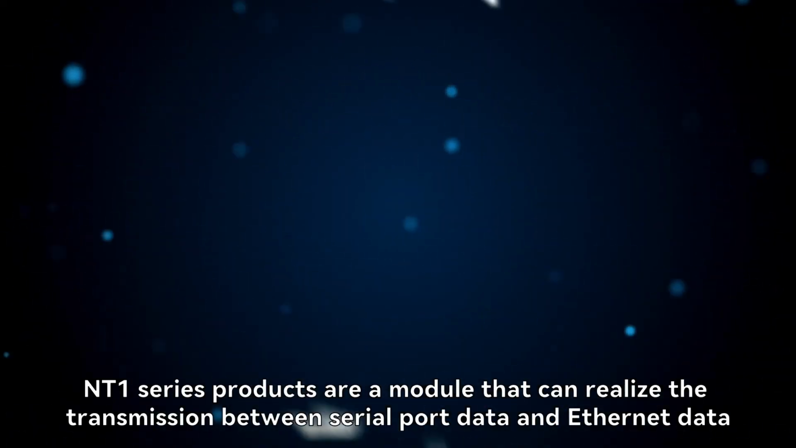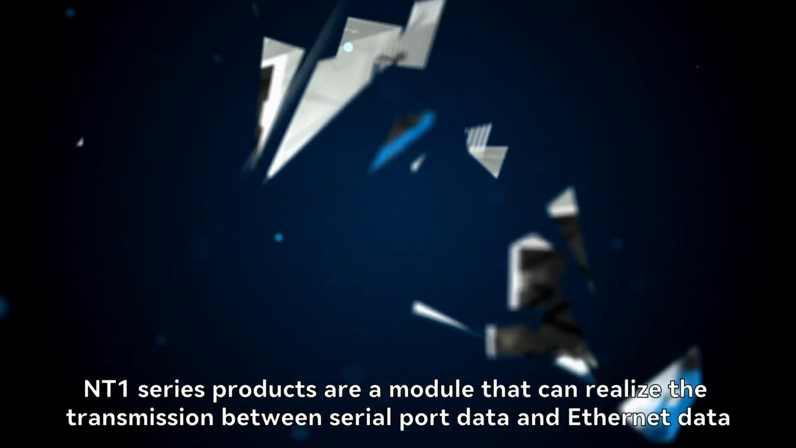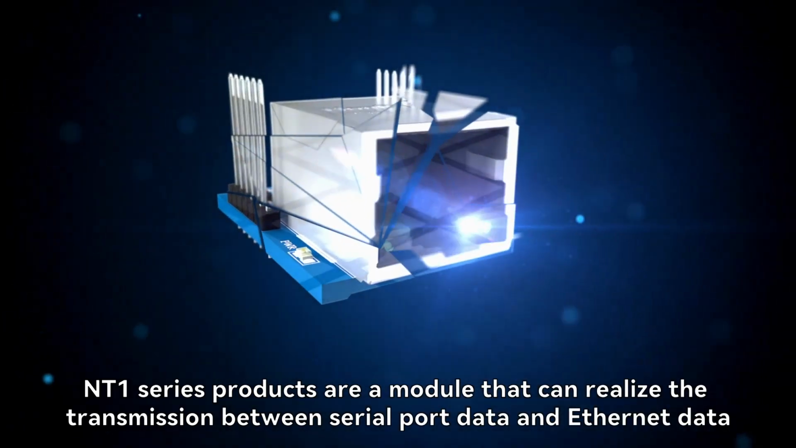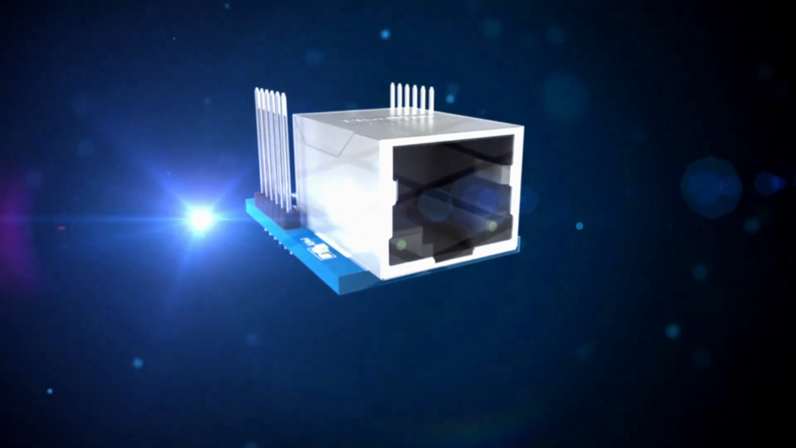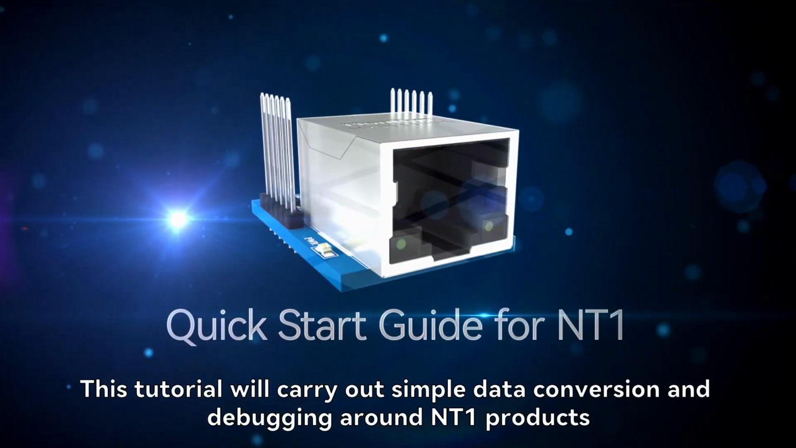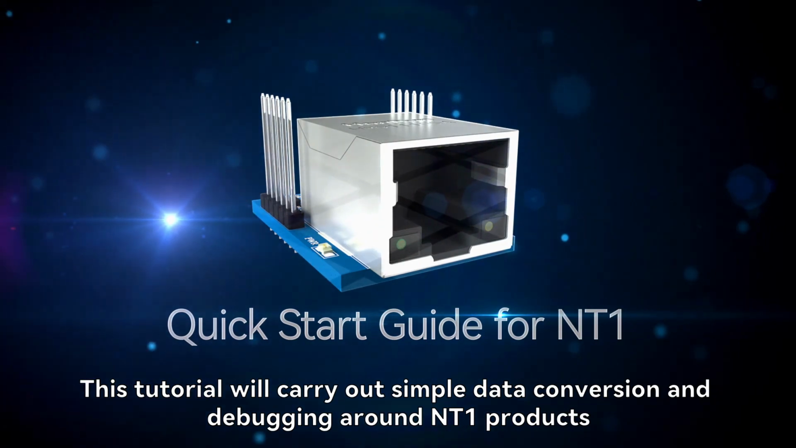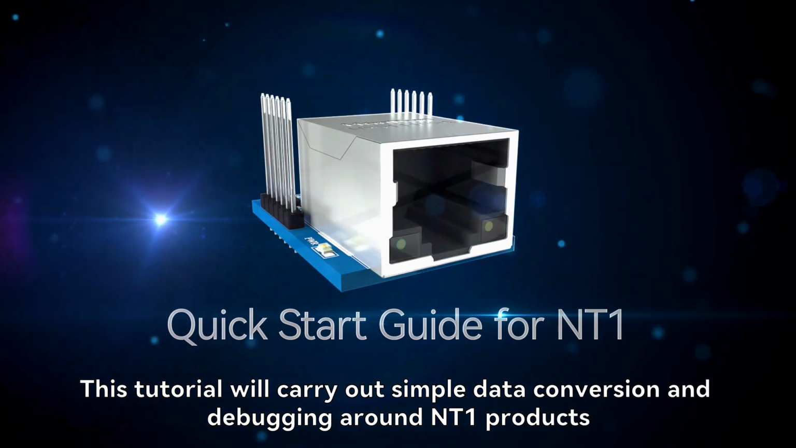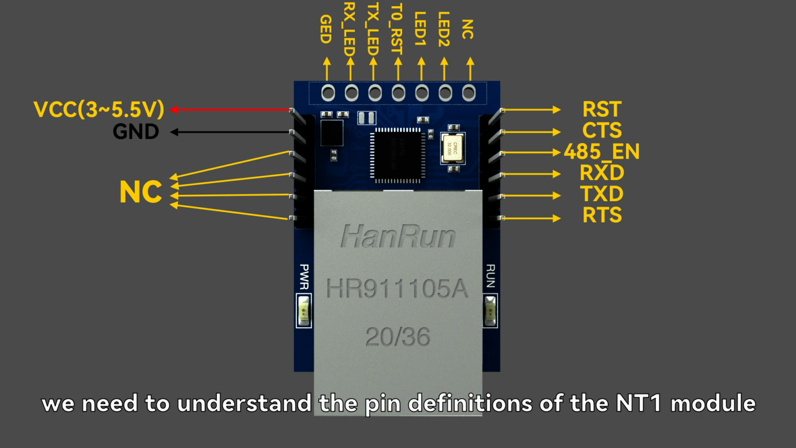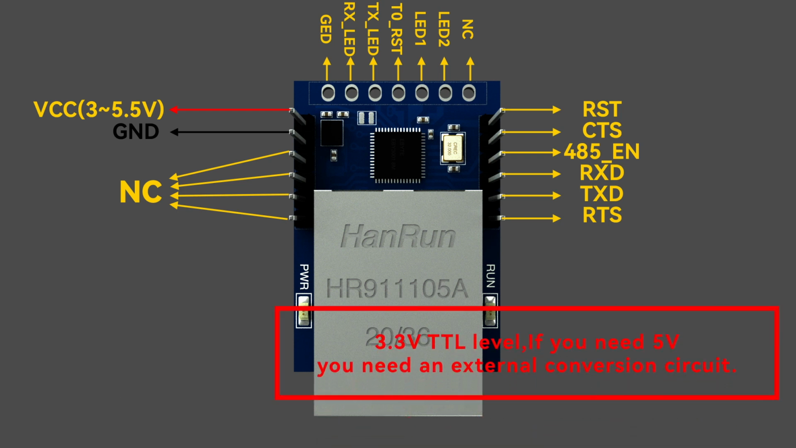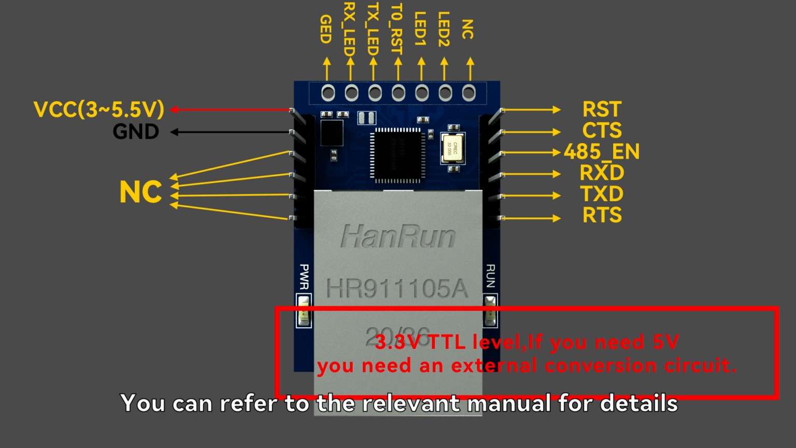NT1 series products are a module that can realize the transmission between serial port data and Ethernet data. This tutorial will carry out simple data conversion and debugging around NT1 products. Before debugging, we need to understand the pin definitions of the NT1 module. You can refer to the relevant manual for details.